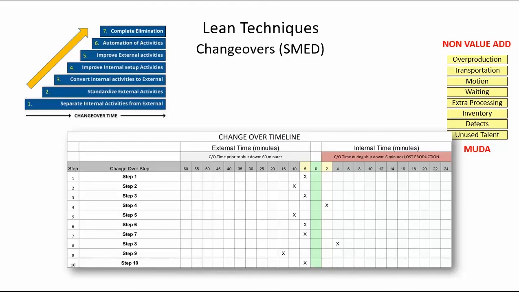Now, Step 4 and Step 5 are to reduce the cycle time of all changeover activities, starting with the internal activities since they generate downtime. And Step 6 and Step 7 are to automate or even eliminate activities when possible.